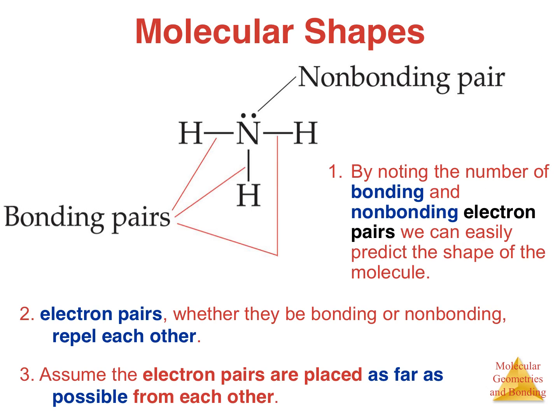So for molecular shape, we have bonding pairs and non-bonding pairs. Okay? By noting the number of bonding and non-bonding electron pairs, we can easily predict the shape of the molecule. Electron pairs, whether they are bonding or non-bonding, repel each other. No matter what, the electron pairs will repel each other. Assume that the electron pairs are going to be placed as far apart as possible from each other.